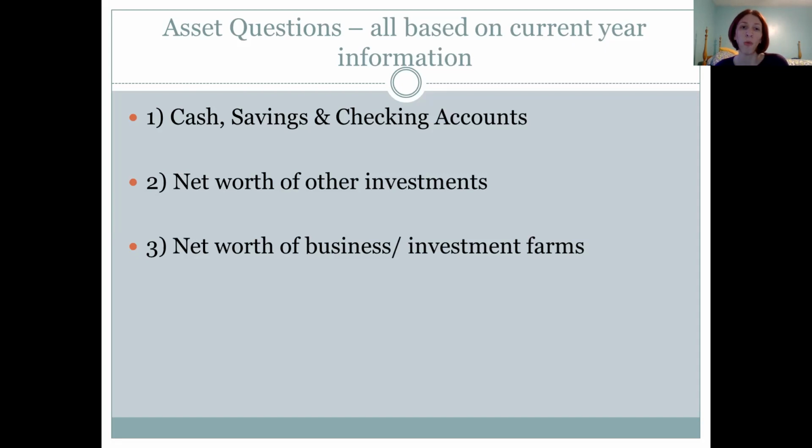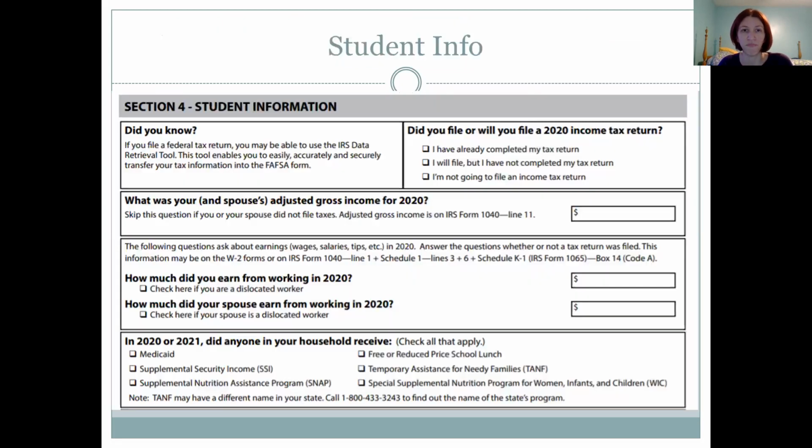If you do have a second home, like a vacation home or a rental or something, that would be included. You'd have to determine what the net worth of that is. After you finish with the parents' questions, it's going to take you right back to the next student section. And this is really asking all the same questions the parents were asked, but now just geared towards the student.